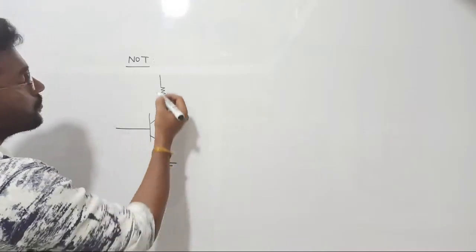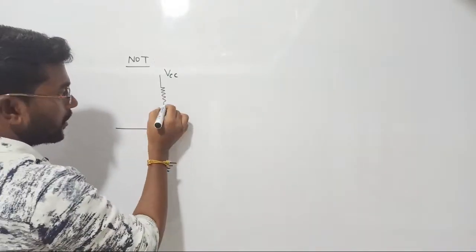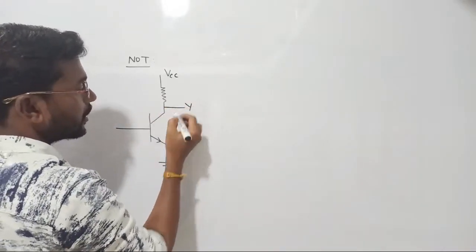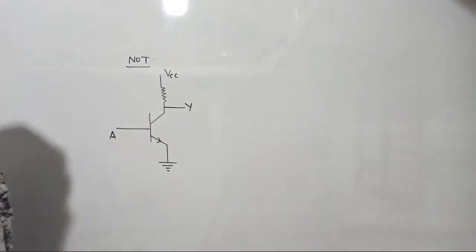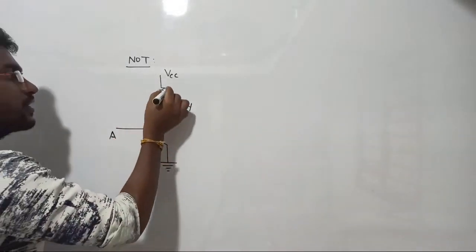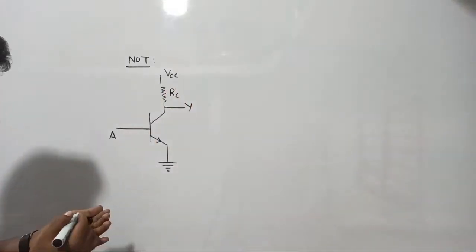Yeah, sorry. This is VCC, the common collector terminal, and this is the point where we are going to collect the output, and let me consider a variable A here. Shall we check now? Yes, this is called the collector resistance, RC, right? Now let us perform the operation.